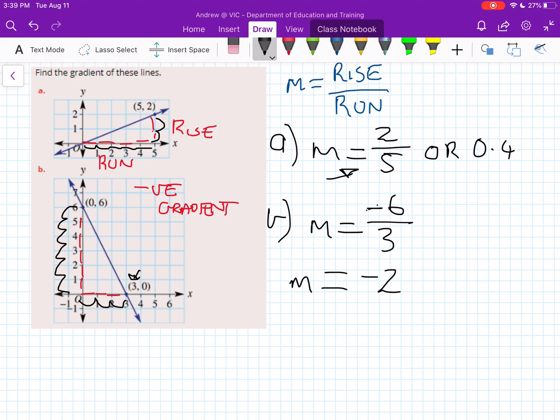And this is how you work it out. Just make sure that you do remember your rise over run, draw out a little triangle and write the values next to it if you need to, and then make sure that you do simplify your fraction if needed to. Okay, just like in this example here.